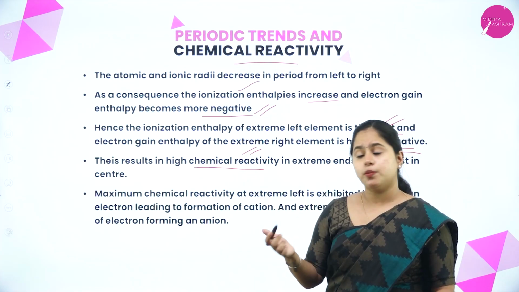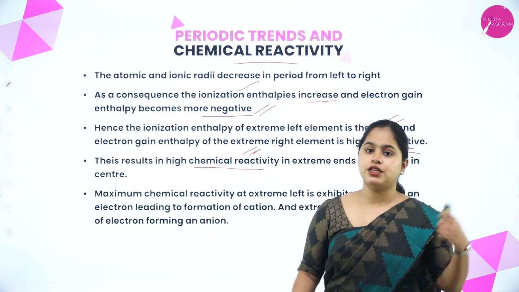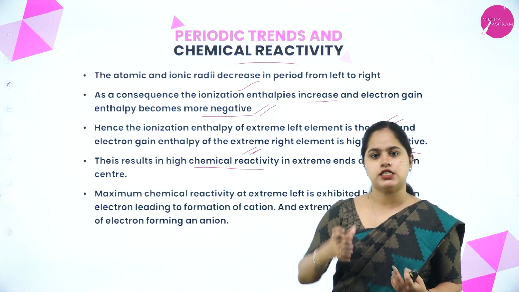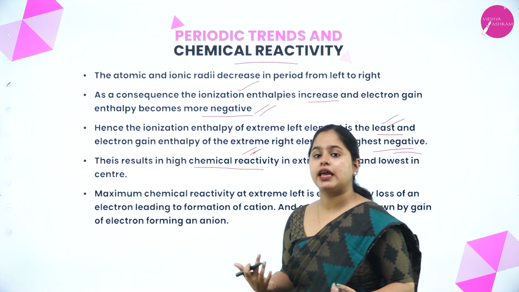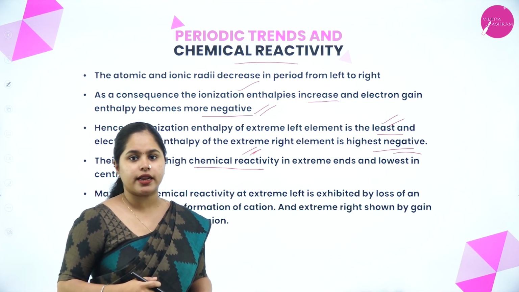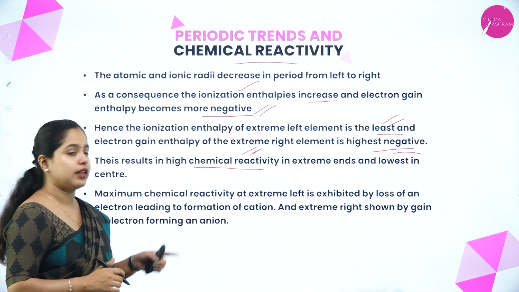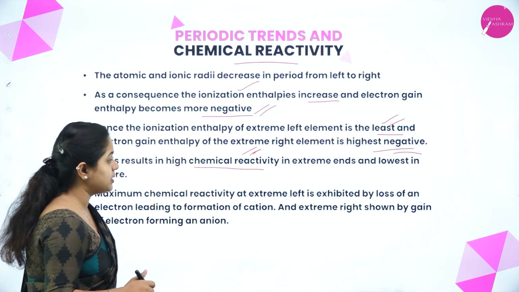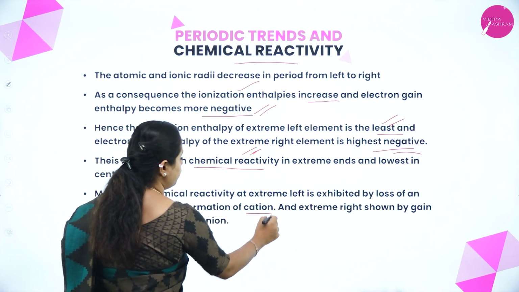So this is clear. Because of this, the chemical reactivity will be more towards the left and towards the right, and it will be very less towards the center. So on the extreme left and right, the chemical reactivity will be more and the chemical reactivity will be less towards the center. Now the maximum chemical reactivity at extreme left is exhibited by the loss of an electron, leading to the formation of cation.